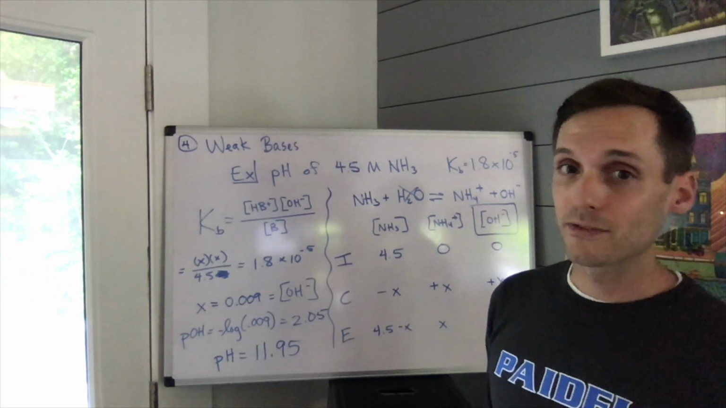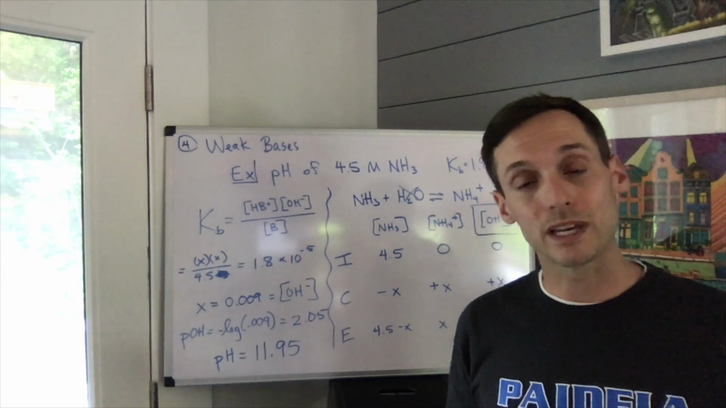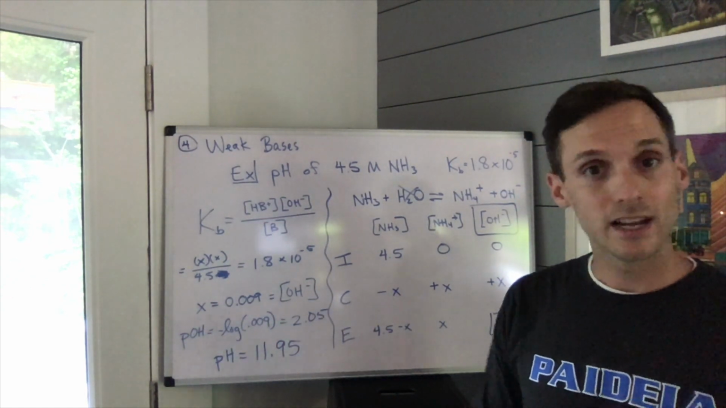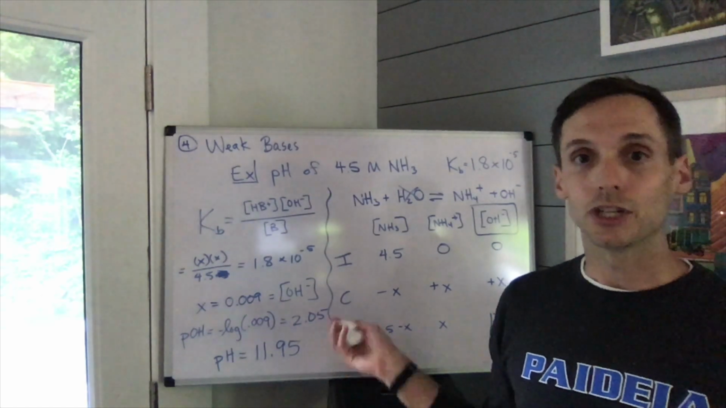If you're solving for X for a weak acid, it's the H plus concentration. If you're solving for X for a weak base, it's your OH minus concentration. Keep that straight in your head, and then just go along the pH square, get to pH, and you're done.